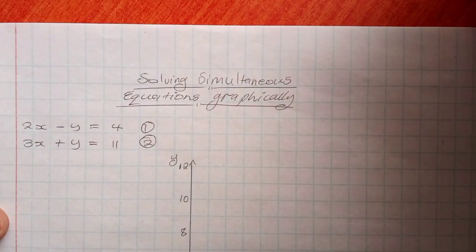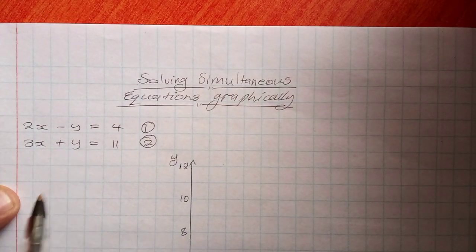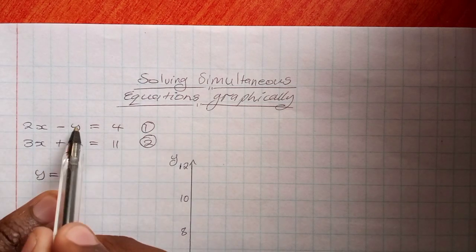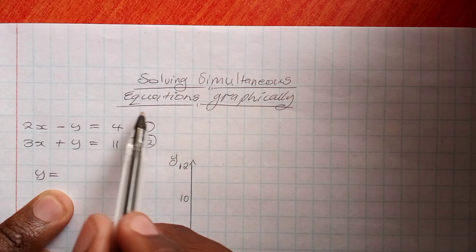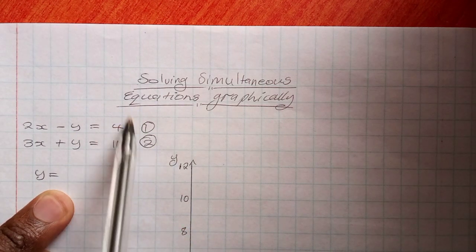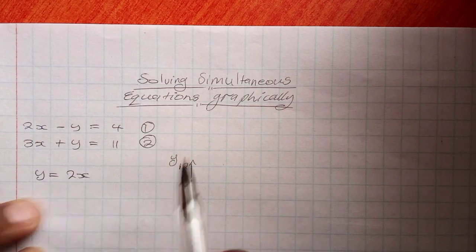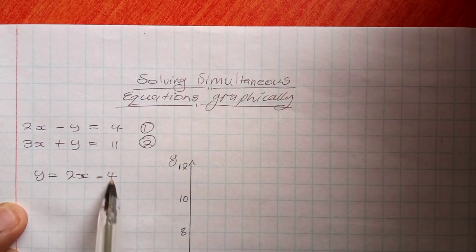For the first equation, making y the subject of the formula, we're going to have y equals, we take this y to the other side of the equal sign so it becomes positive, and we take the 4 to the other side so it becomes negative. So we're going to have 2x minus 4.